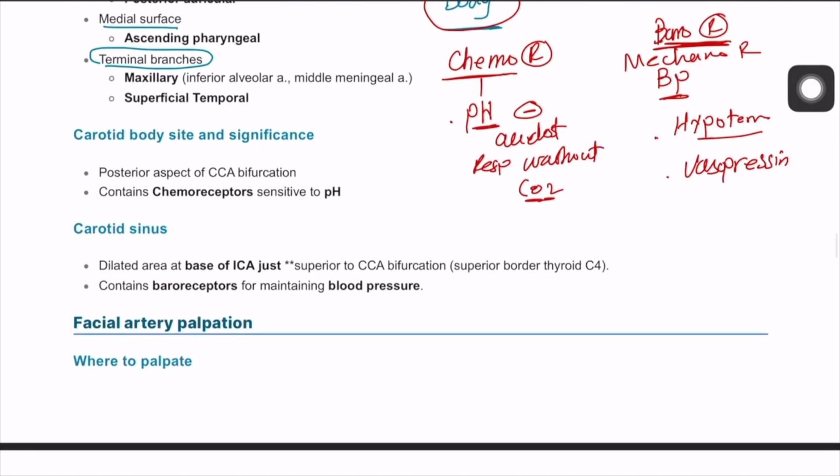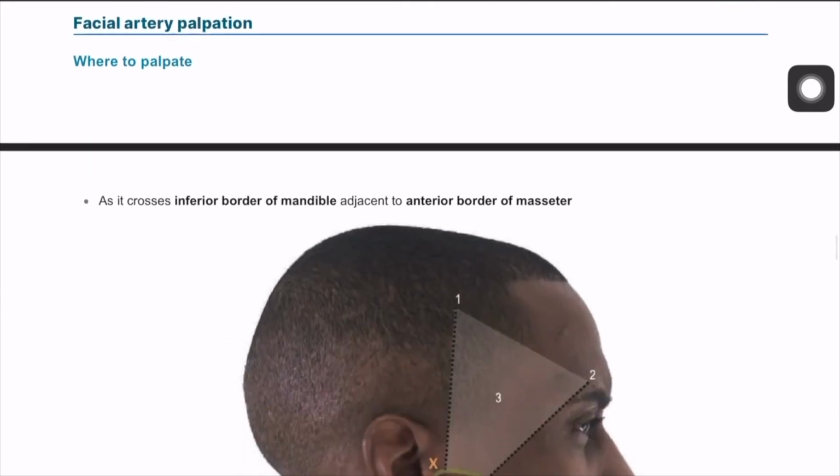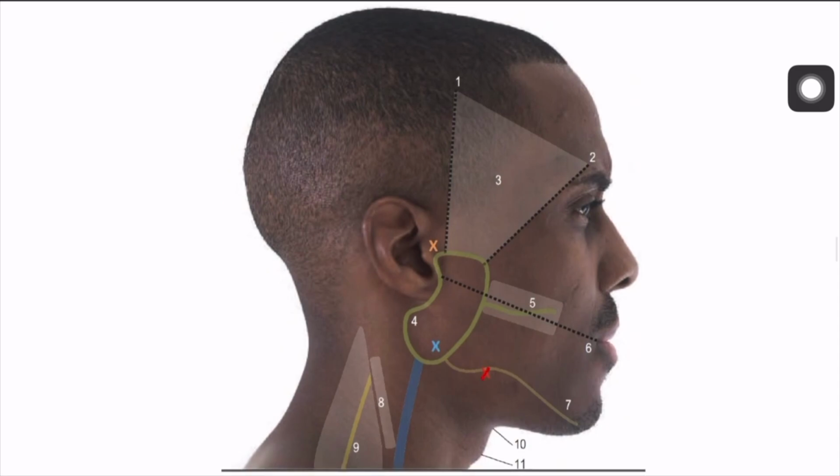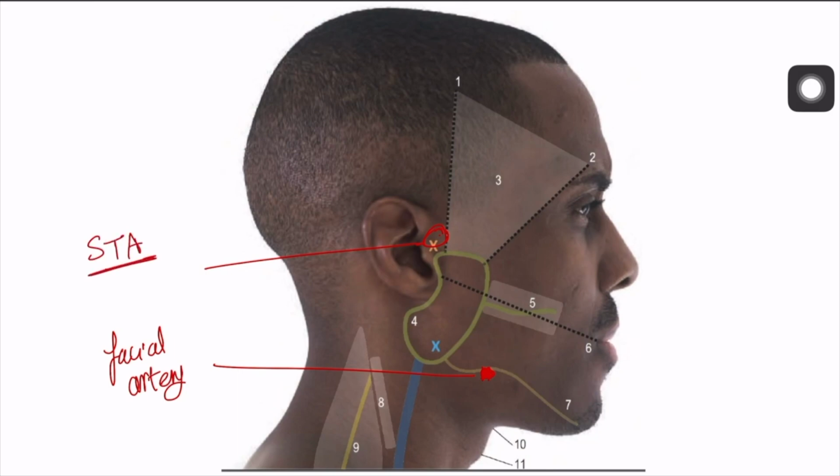All right. Well, facial artery palpation, like we said earlier, is on the inferior border of the mandible, very close to the masseter muscle. So just right there. So this is for the facial artery. Well, there's another artery on that area as well, which is the superficial temporal artery, one of the two terminal branches of the external carotid artery. Obviously, this is the parotid gland, and we mentioned it early, and this is the parotid duct.